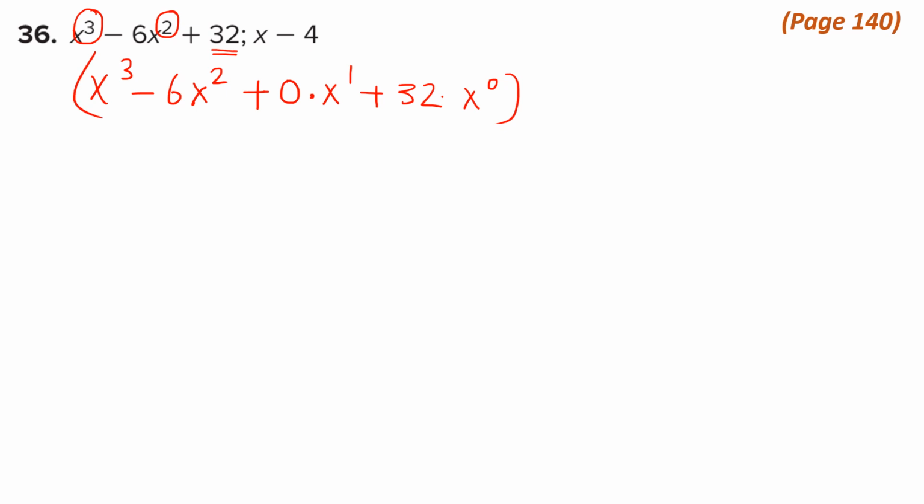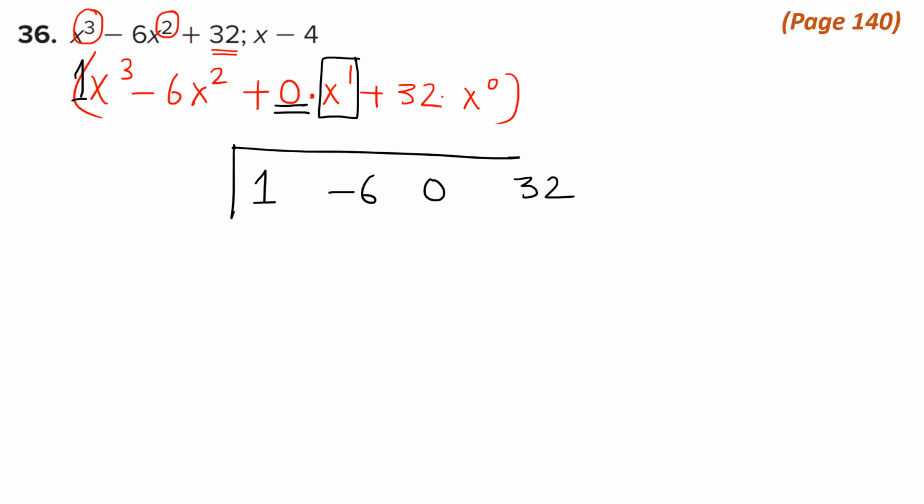So I repeat, this is very important. You have to add a 0 number if any power is missing. If you don't do it, your synthetic division will become wrong. Now we are ready to put the numbers. So 1, minus 6, 0 and 32. These are the 4 numbers. Here it is negative, so outside will be positive.